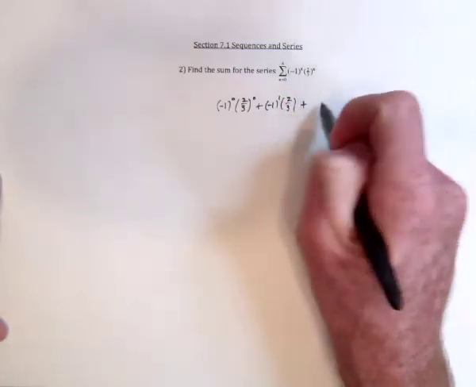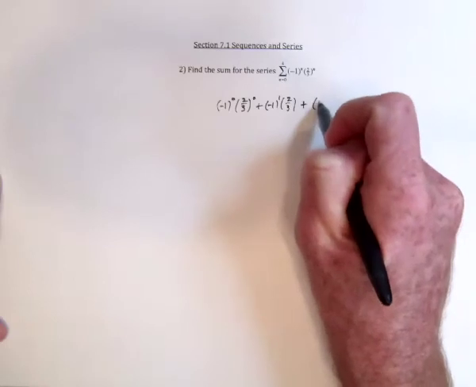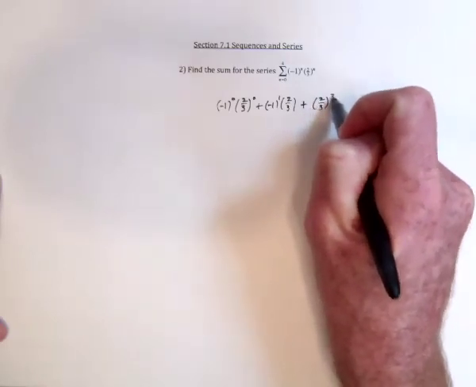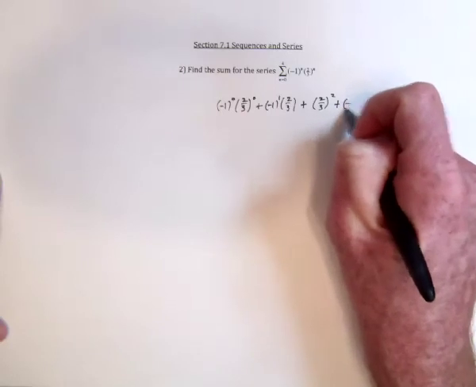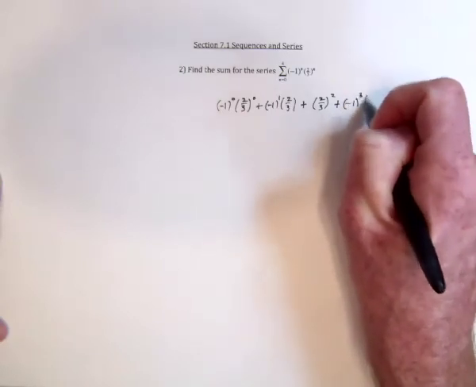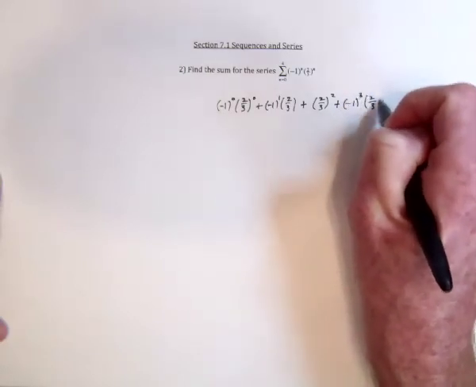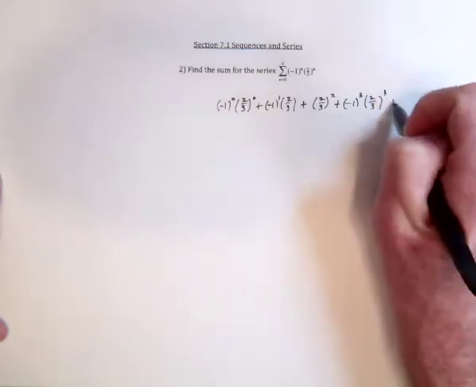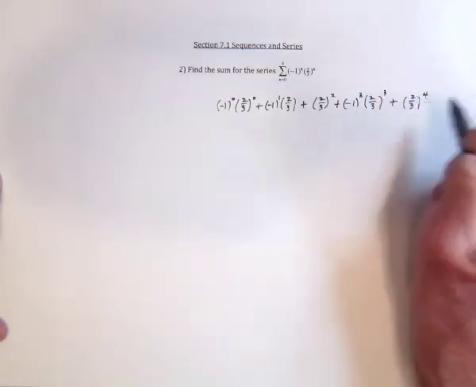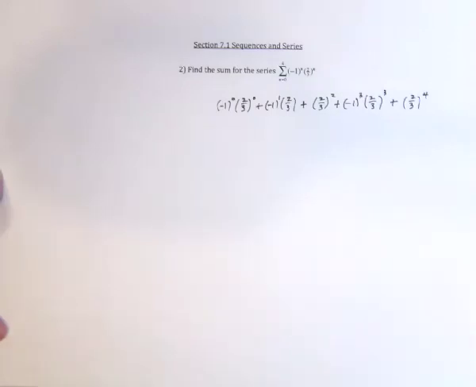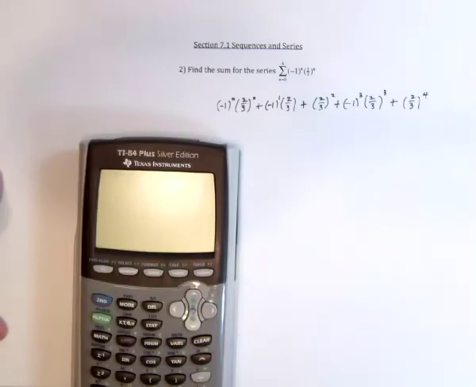And the next one's going to be negative 1 squared, which is positive 1, and then 2/3 squared. And then for the third power, it's going to be negative 1 to the 3, which is a negative 1, and 2/3 gets cubed. And for the last one, it's going to be positive and 2/3 to the 4th. And then find the sum.